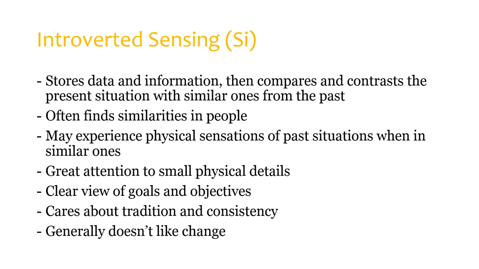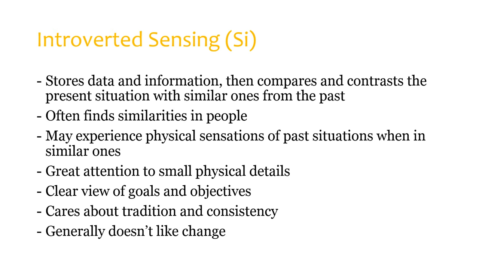This means this is what is at work when you see someone and you go, this person reminds me a lot of this other person. Your introverted sensing is usually working somewhere in there. May experience physical sensations of past situations when in similar ones. This is all part of that comparing and contrasting, but a more extreme variation of it. It can be very extreme what they'll feel in a present situation just because it's similar to a past one.